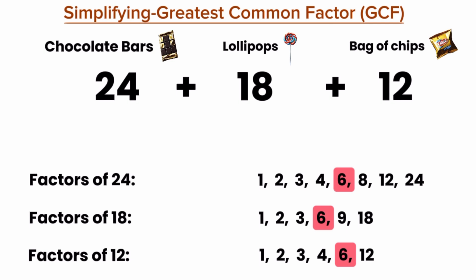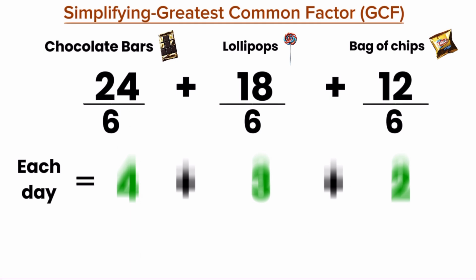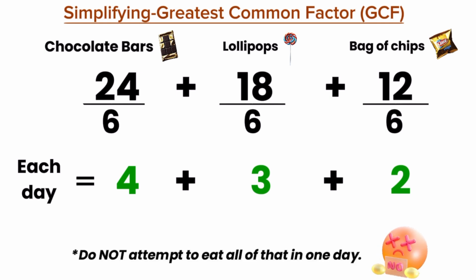Let's see what that means per day. So we divide 24, 18, and 12 by 6. That means each day you will have 4 chocolate bars, 3 lollipops, and 2 bags of chips. And just like that, you have found the greatest common factor to find the most days you can equally have the treats.